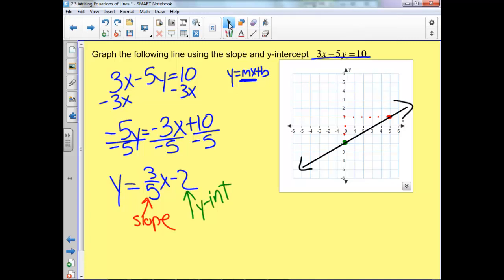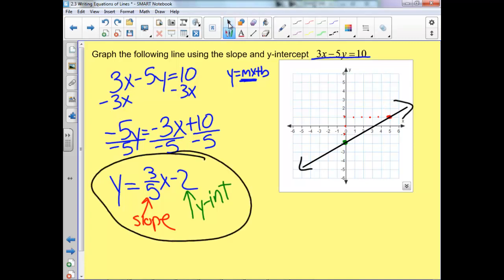And there's the graph of our line. So it's really easy to graph a line using slope and y-intercept. The key thing is just get it to this form, and then you've got your pieces.